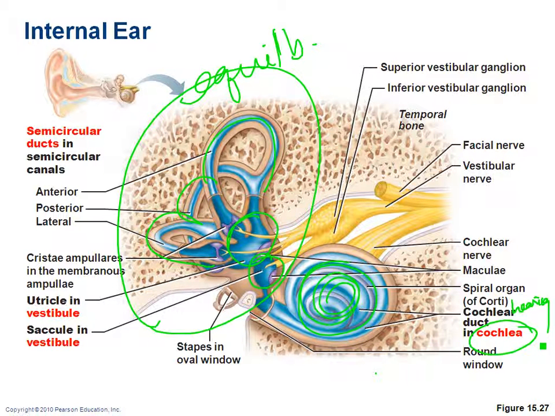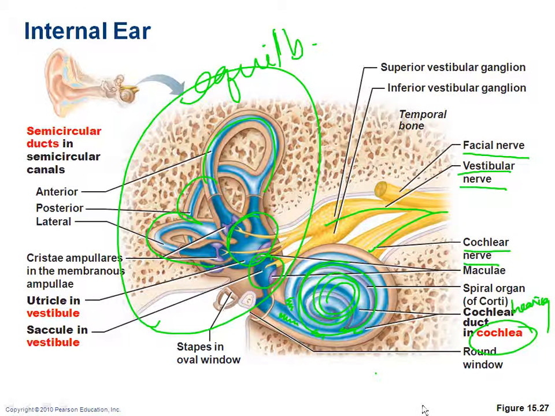Let's see, what else did I want to say? Oh, the fluid is in here. There's that perilymph and endolymph fluid in the cochlea. Also, if you remember when we talked about cranial nerves, you can see here the facial nerve, the vestibular nerve, the cochlear nerve. Hopefully you remember that the vestibular nerve and the cochlear nerve form the vestibulocochlear nerve, and that goes to the brain.